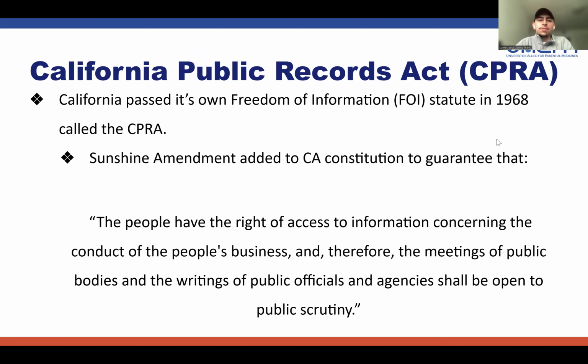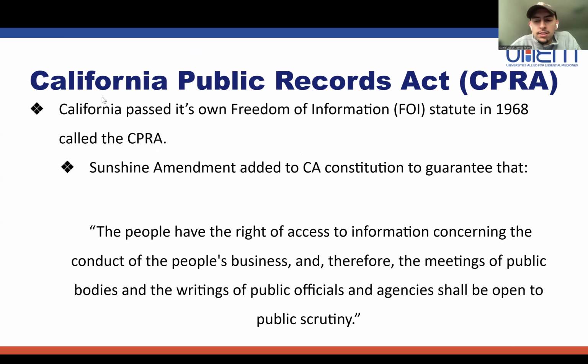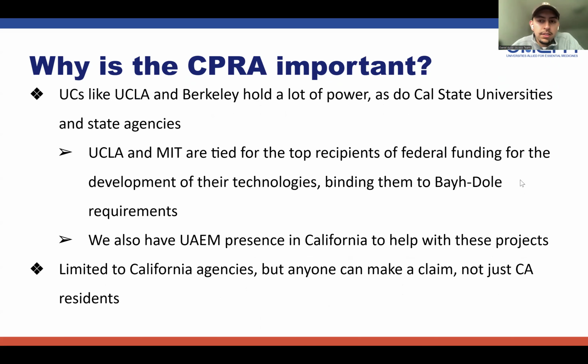So this is basically California's own Freedom of Information statute, and they passed it in 1968. It's also known as the CPRA for short. And so basically, the Sunshine Amendment that was added to the California Constitution guarantees that the people have the right of access to information concerning the conduct of the people's business, and therefore the meetings of public bodies and the writings of public officials and agencies shall be open to public scrutiny. So that's kind of the core of the official text, basically just showing that the people have the right to know what's going on in public agencies. So you go to the next slide.